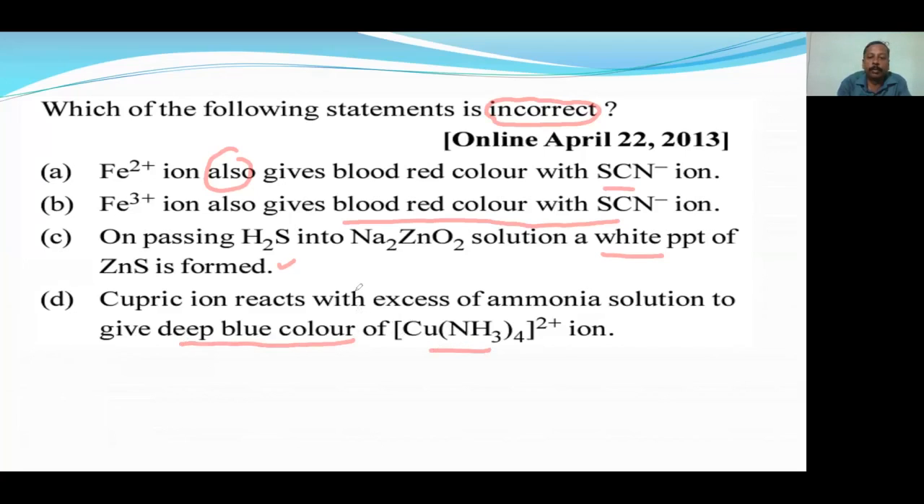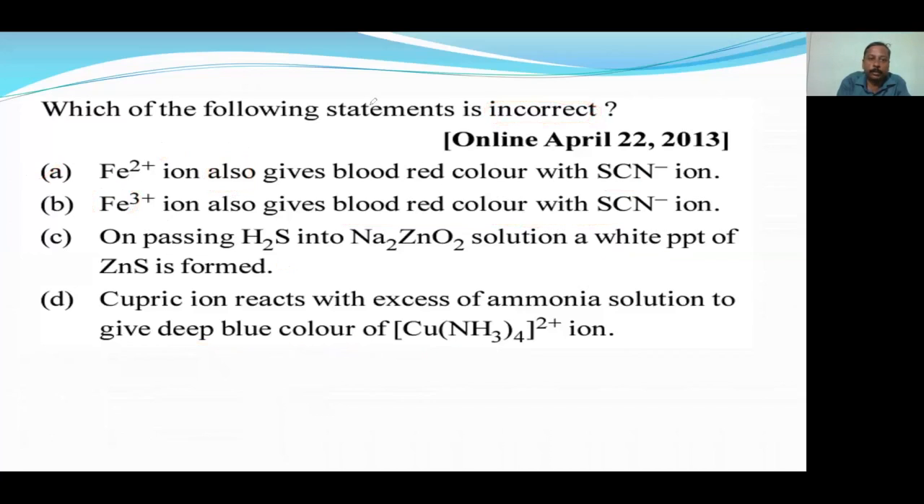So which of them are incorrect? Okay, the answer to this question is A. Only ferric ion will give the blood red color. Fe2+ ion does not give blood red color. The formula of the blood red complex will be Fe(SCN)3, not Fe(SCN)2. Okay, so I think it is clear now.